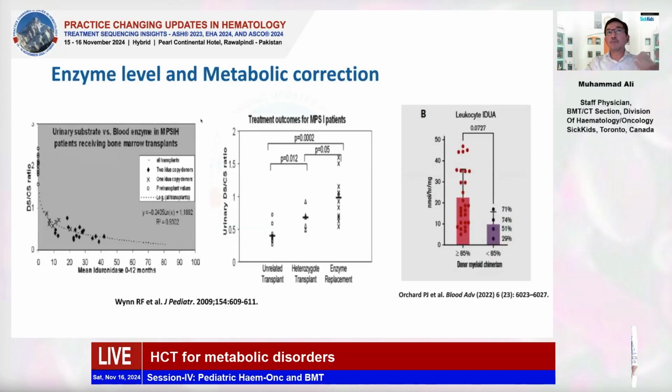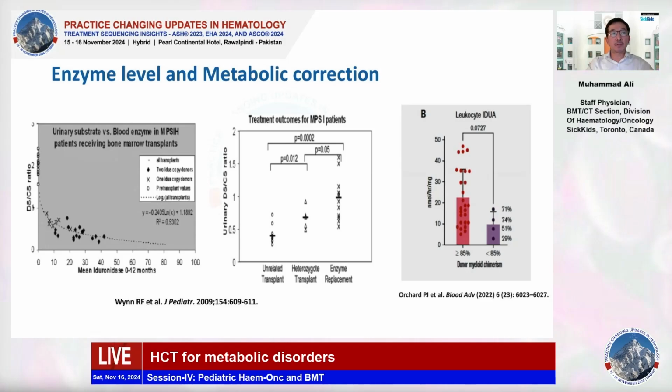And when we do bone marrow transplant for these metabolic disorders, our goal is to provide a high enzyme level. And high enzyme level will correlate with better metabolic correction. So in this report from the UK group, they looked into the enzyme level and the substrate clearance.